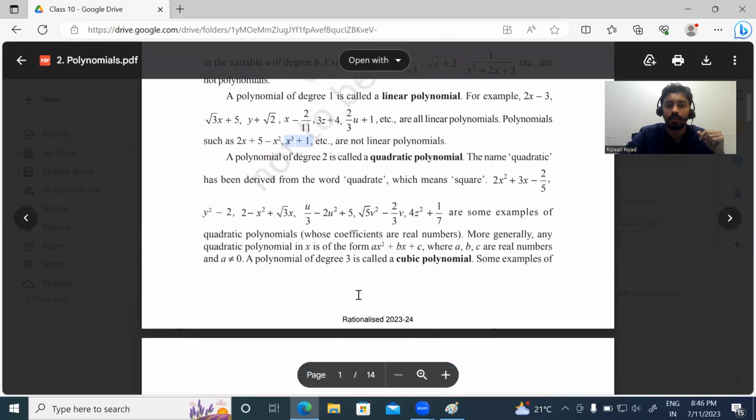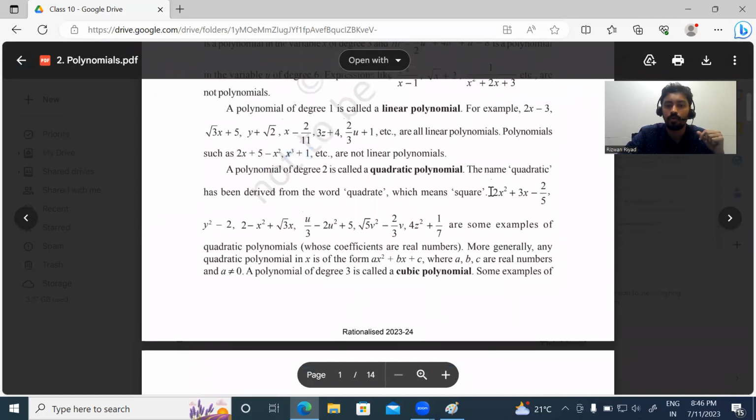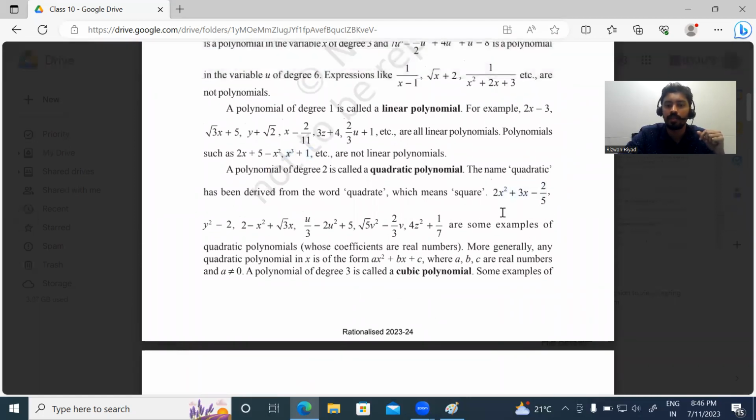Let's take another example: 2x square plus 3x minus 2 by 5. Here you can see 3x simply means 1 is the exponent. Here in 2x square, 2 is the exponent. Comparing 2 and 1, 2 is the greatest. So here the highest exponent of the variable is 2. So we can say that 2 is the degree of this polynomial.